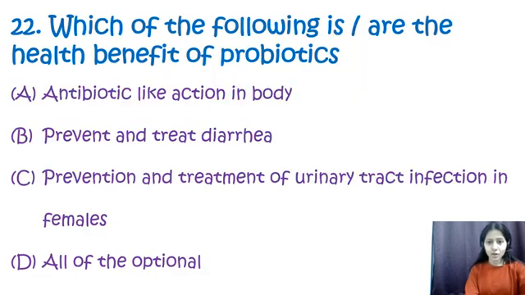Number 22. Which of the following are the health benefits of probiotics? A, antibiotic-like actions in the body. B, prevents and treats diarrhea. C, prevention and treatment of urinary tract infections in females. And D, all of the options. So the benefits of probiotics cover all these three points. That is option D, all of the options is correct.